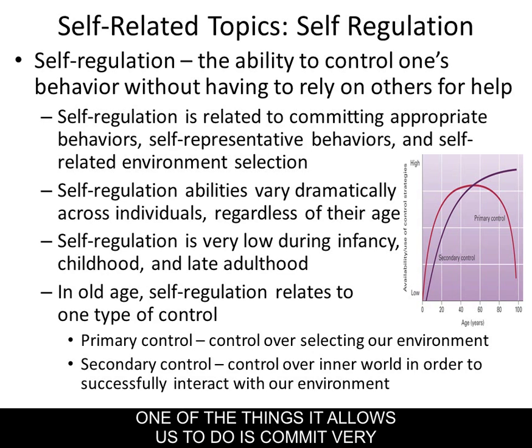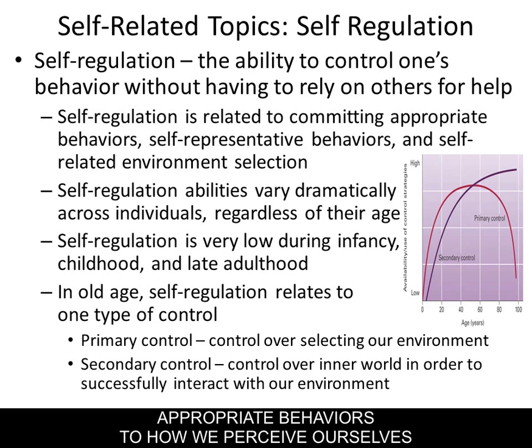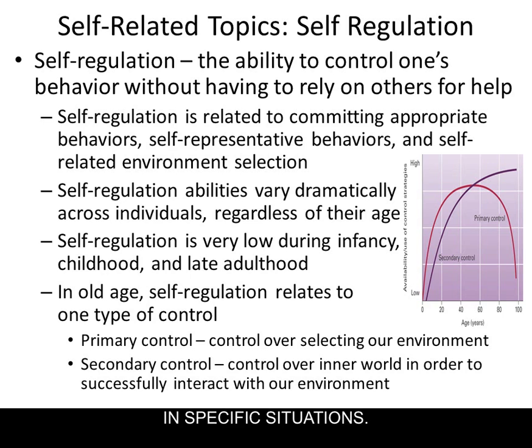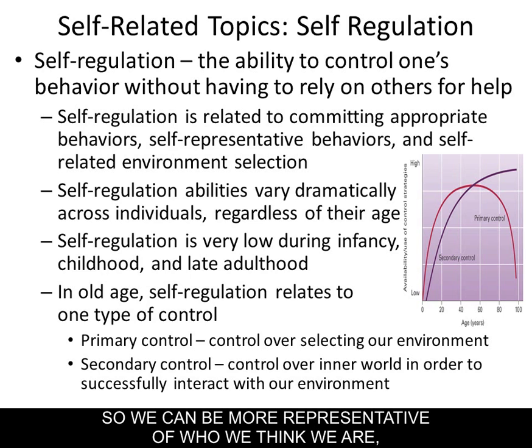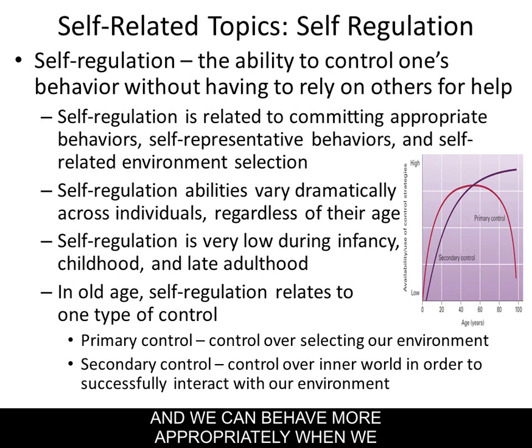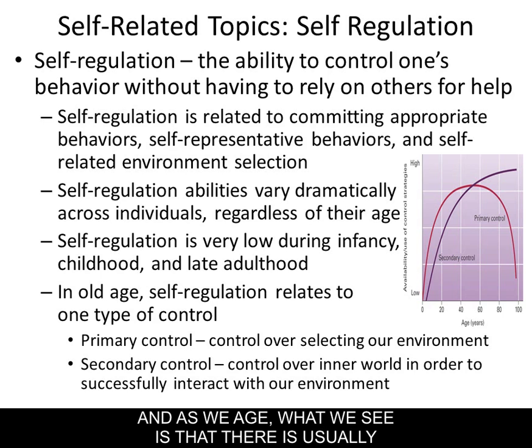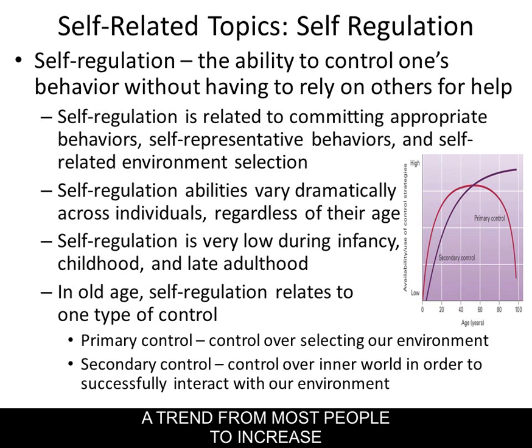One of the things it allows us to do is match our behaviors to how we perceive ourselves and how we perceive ourselves as needing to act in specific situations. So we can be more representative of who we think we are, and we can behave more appropriately when we have increased levels of self-regulation. And as we age, there's usually a trend for most people to increase their self-regulation.